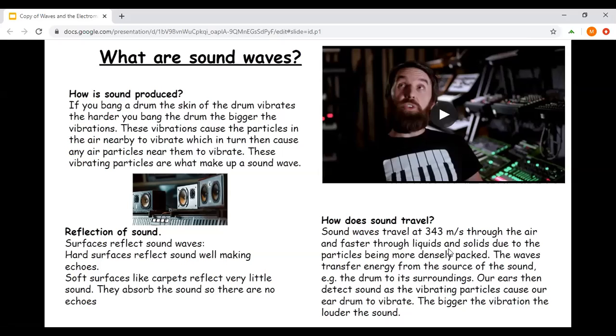Okay, it is not a transverse wave, it is a longitudinal wave. Think about a slinky. Again, sound can be reflected. It travels at around 343 meters per second through the air, and it actually increases speed as it moves through liquids and solids, because the particles that are vibrating are packed more closely together, so there isn't as much space in between them for them to lose energy and slow their vibrations.